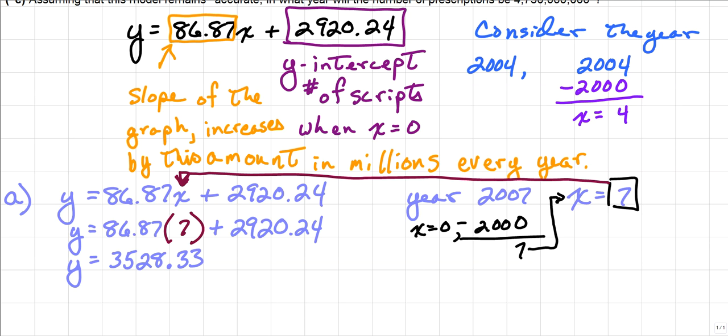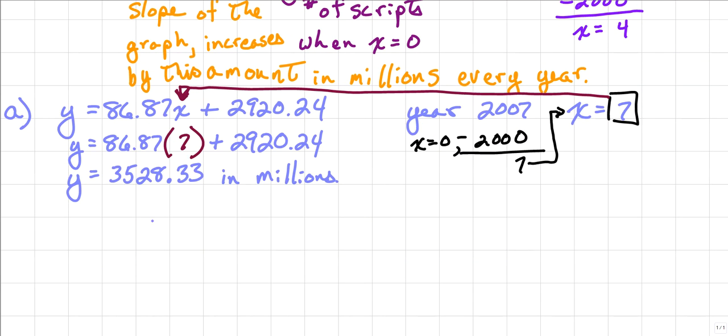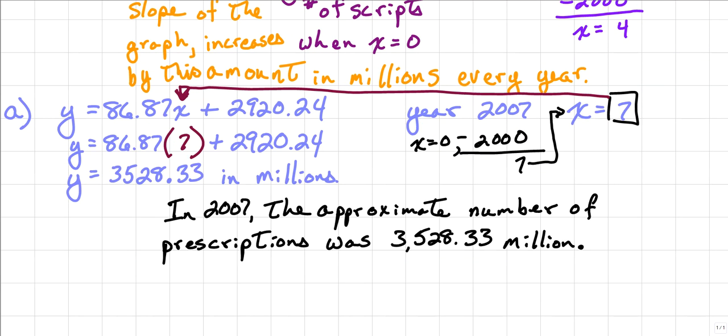Y is equal to, and so I get 3,528.33, but we have to remember that that is in millions. So we'll go ahead and write that down in millions, and that's the answer that you would submit. But if we were doing it paper and pencil, we would go ahead and say something like this.